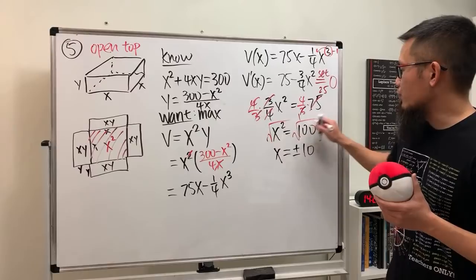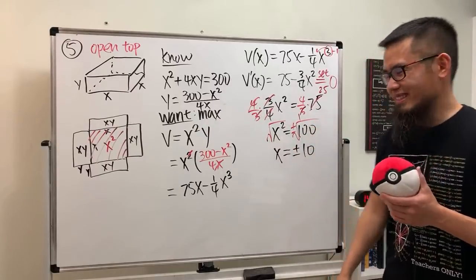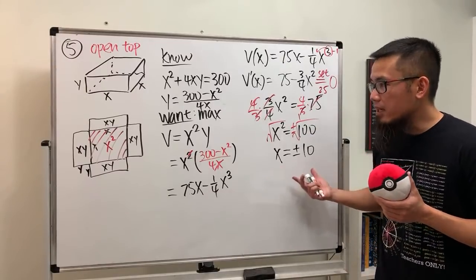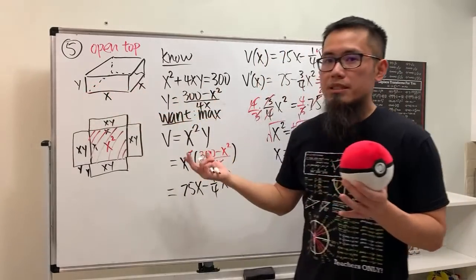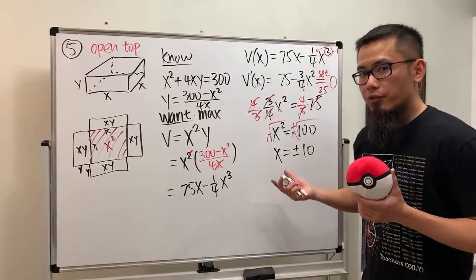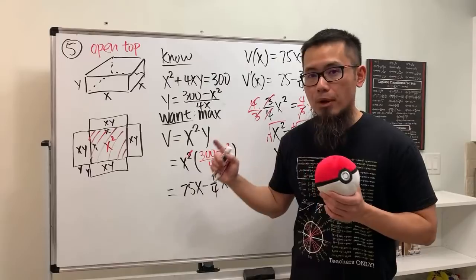Might as well show you guys the work. Remember the good old days that you do all this and that's it for the question? All right, now, of course you can rule out negative 10, because negative 10 in our context wouldn't make sense. We are talking about geometry. But let's also verify that when x is equal to 10, we actually get a maximum.